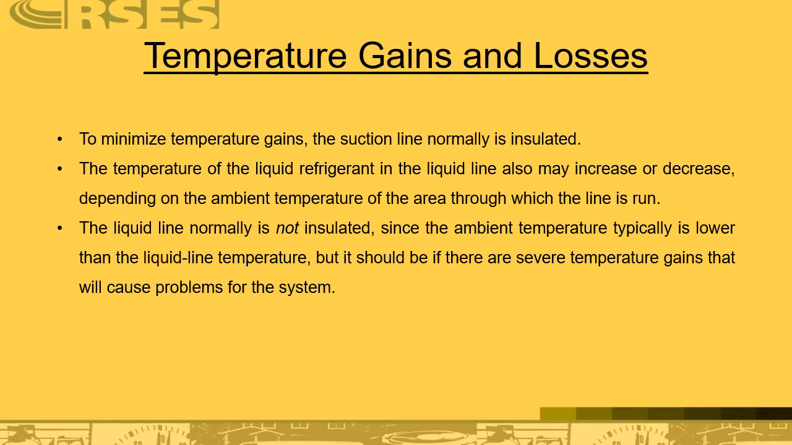The temperature of the liquid refrigerant in the liquid line may also increase or decrease depending on the ambient temperature of the area through which the line is run. The liquid line is normally not insulated, but that's changing according to the new Title 24 regulations. In the future, you will see both the suction line as well as the liquid line insulated, not exposed to the ambient. Since the ambient temperature is typically lower than the liquid line temperature, but if there should be severe temperature gains, it'll cause problems for the system.